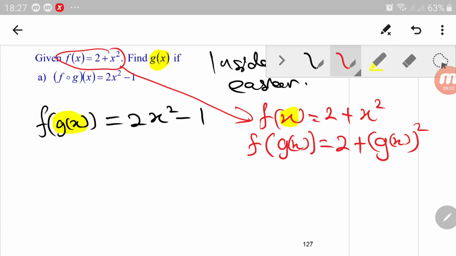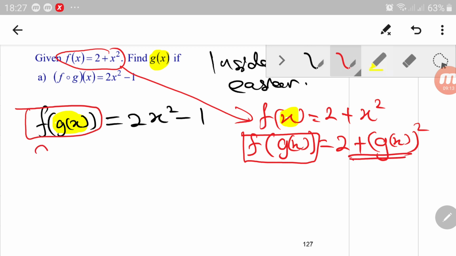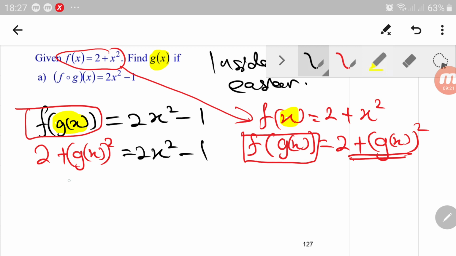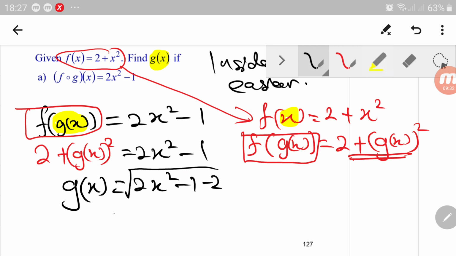Then now you see this one is the same, right? What to do? This one, copy there. So 2 plus gx squared equals 2x squared minus 1. Now from here, solve. So 2x squared minus 1 minus 2, and then the square I have to make a square root. So what we have is 2x squared minus 3. So this is the function of gx.